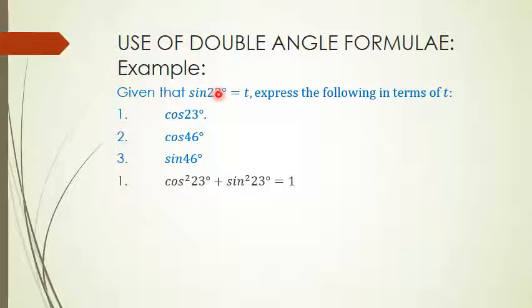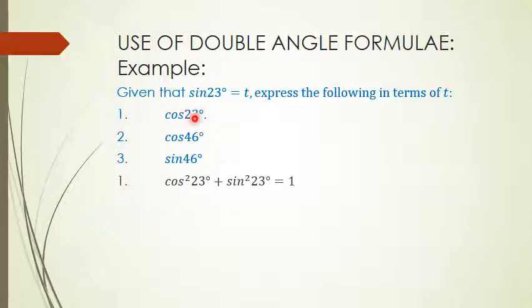There are two general approaches. One is to write t as t over 1 and use the definition sine 23 degrees equal to opposite over hypotenuse. Sketch a right angle triangle fitting t and 1 and use Pythagoras theorem to calculate the third side. Then after that you can write cos 23.